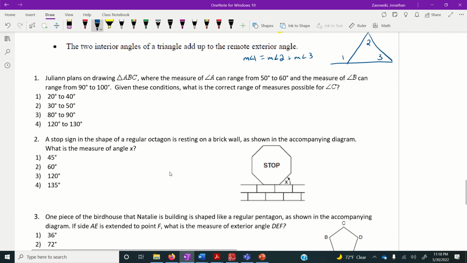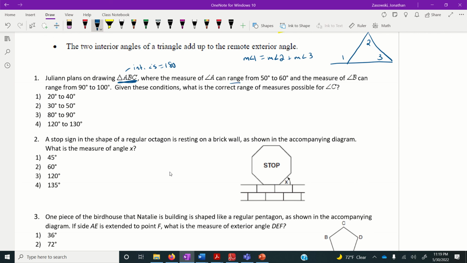Julian plans to make a drawing of ABC where the measures of A can range from 50 to 60, B can range from 90 to 100. Given these conditions, what is the correct range of possible measures for angle C? Well, first of all, it's a triangle. So we know that all the interior angles are always equal to 180.